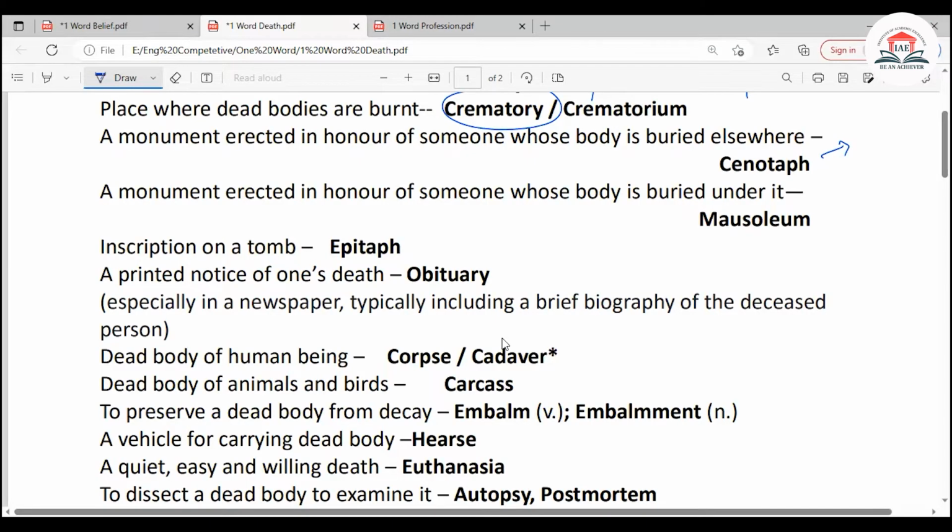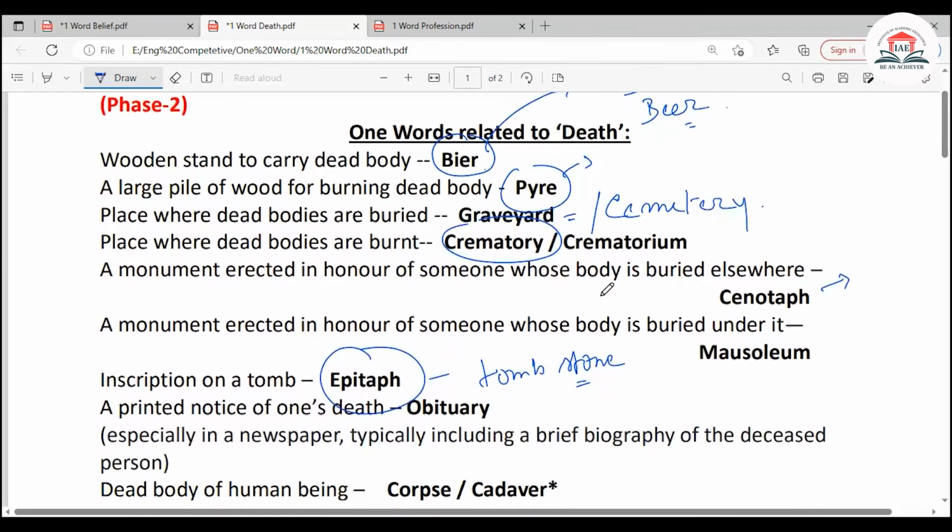Okay, fine. Come to the word epitaph. What is an epitaph? It is popularly known as a tombstone. Tombstone is two words, but what is it called in one word? It is described in one word as epitaph. And the explanation is very easy to remember. See, everywhere there is an explanation.